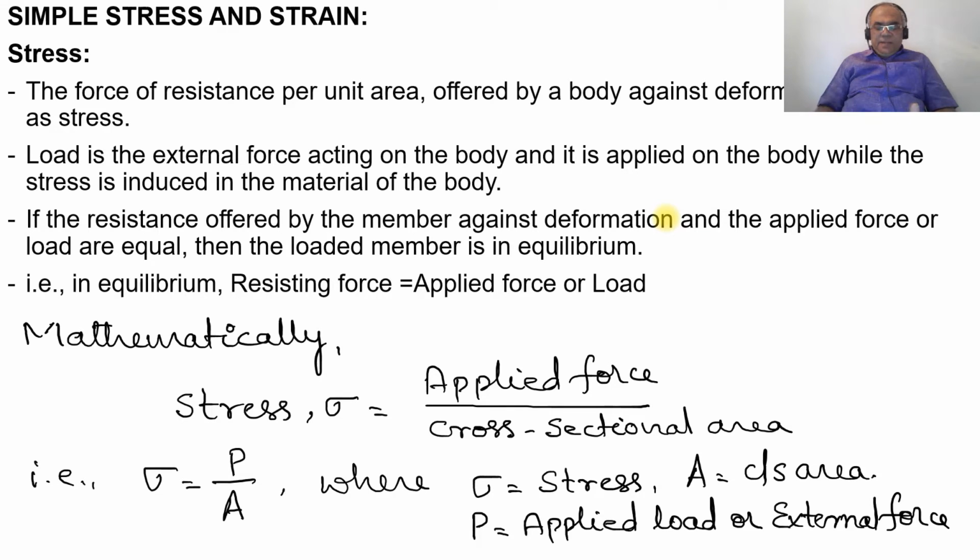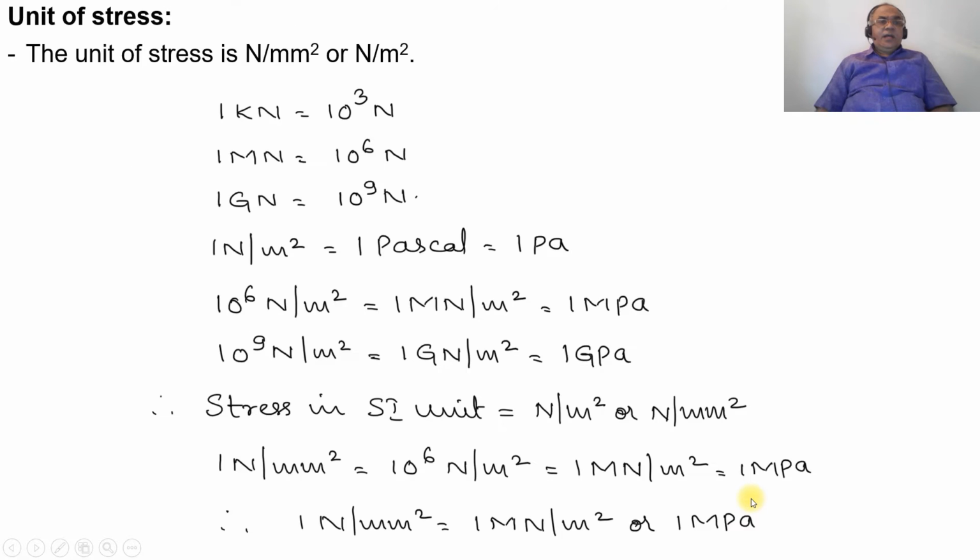So that means in equilibrium, the resisting force is equal to the applied force or load. So mathematically, stress is equal to the applied force divided by the cross-sectional area. That is, sigma is equal to P by A, where P is the applied force and A is the area of cross-section. Sigma is stress, capital A is the cross-sectional area and capital P is the applied load or the external force.